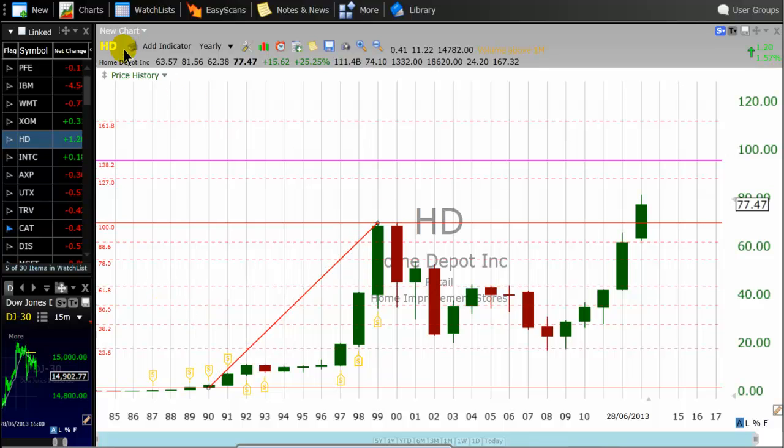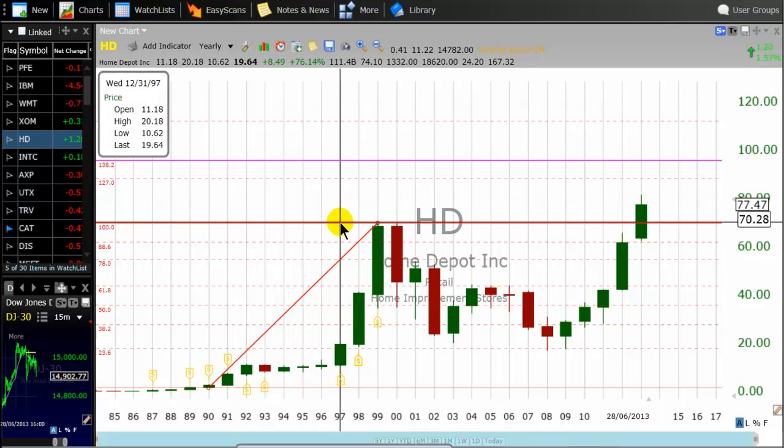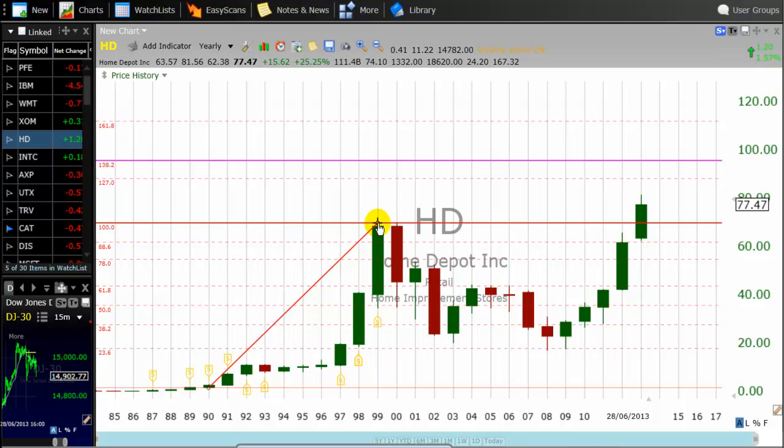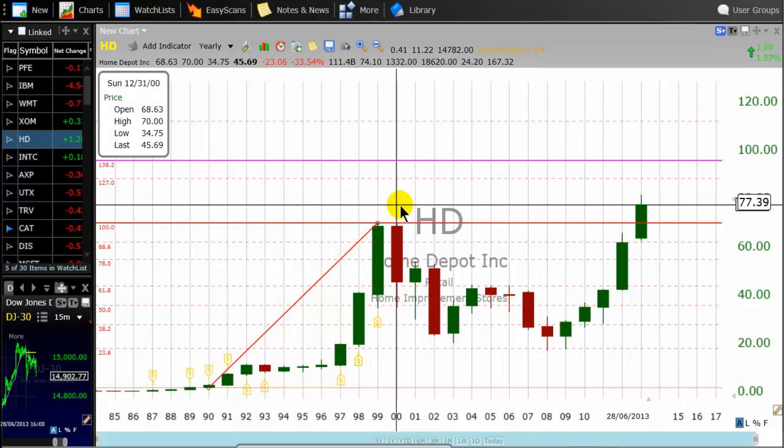So you see here, I have Home Depot. The key level that professionals are watching here is around 70. Call it roughly 70. It breaks above it. You see, after many, many years, the price did not go to this level of 70. The last time the price was there was in 2000.